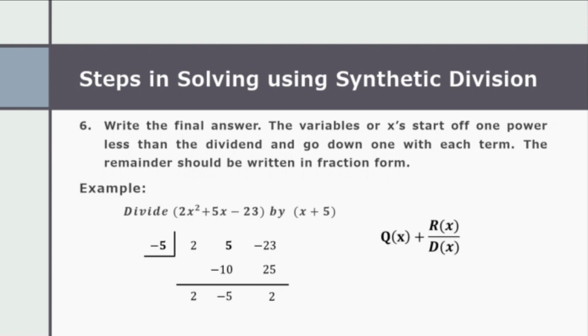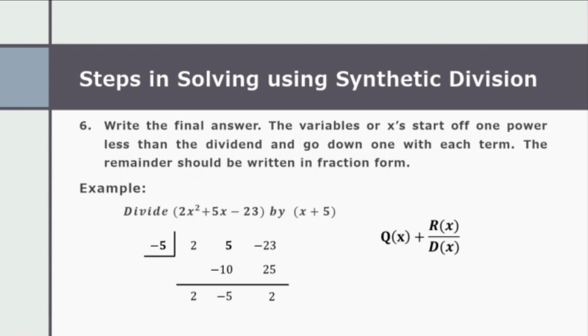So the dividend is 2x squared plus 5x minus 23. The degree of the given polynomial is 2. So in step number 6, the rule is to subtract 1 from the degree. The degree is 2, so we subtract 1. So we have 2 minus 1, which is equal to 1. So the exponent of the variable in the quotient would start at 1.